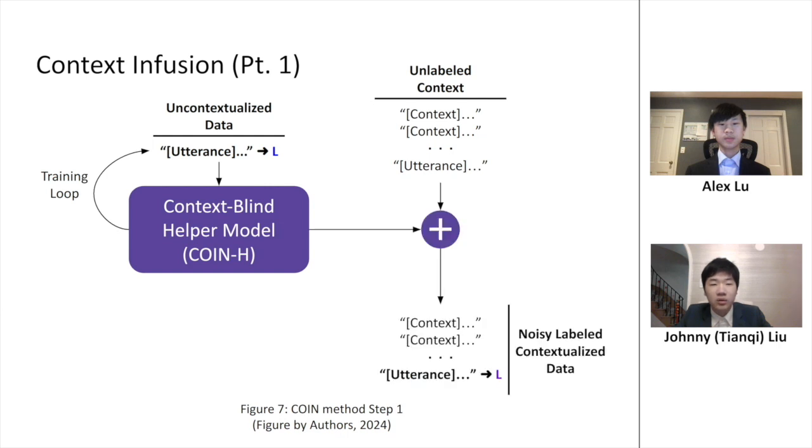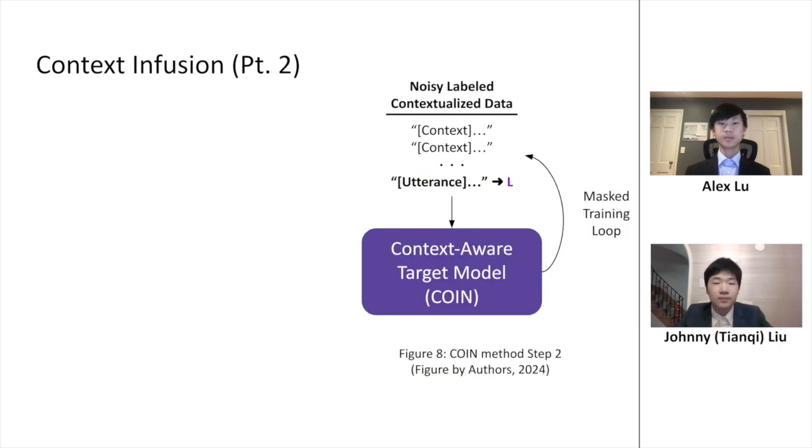Next, we use this helper model to generate the labels of each final utterance in the unlabeled conversation dataset, denoted by the purple L. This creates a noisy labeled contextualized dataset. We can then use this noisily labeled contextualized data to train a context-aware target model, much like the context-aware control model.